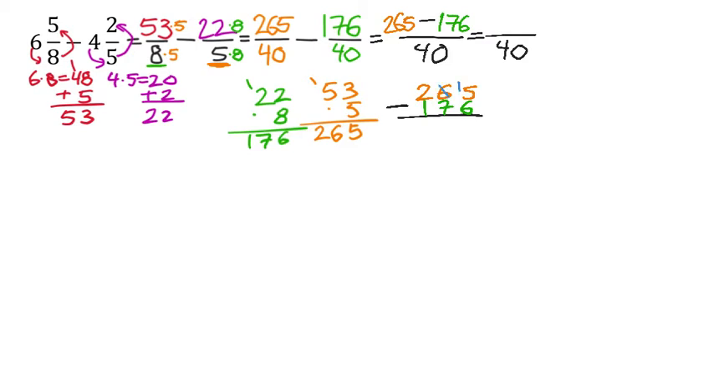5 minus 6, I got to borrow from the 6 there. It's 15 minus 6, which is 9. The 5 I'll have to borrow from the 2 to make it 15. 15 minus 7, 8. There we go. 1 minus 1, that zeroes out. And I have 89 as my difference. So that is our numerator, 89.